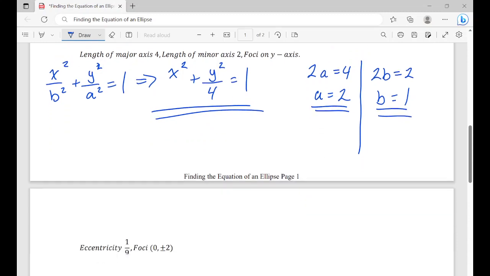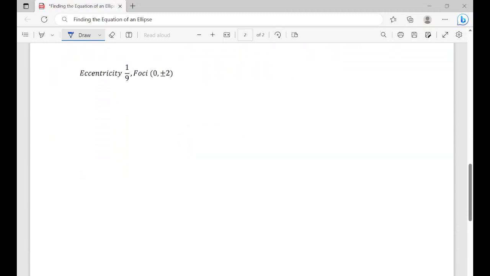Finally, we're given one just a little bit more difficult. Eccentricity of 1/9 with foci at 0, plus minus 2. So again, we can see that the foci are on the y-axis, so the form is going to be x squared over b squared plus y squared over a squared equals 1. So we know the form, but we got to figure out a and b, and all we are given is the foci. So we know that c equals 2.